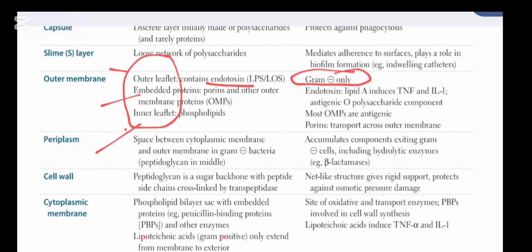sections. Then you have the embedded proteins, that is the porins and outer membrane proteins, which help bacteria in transfer of material, and some of the outer membrane proteins are also antigenic. Then you have the inner leaflet that is composed of the phospholipids. The phospholipids are another important membrane structure and it helps in the bacterial cell maintenance.